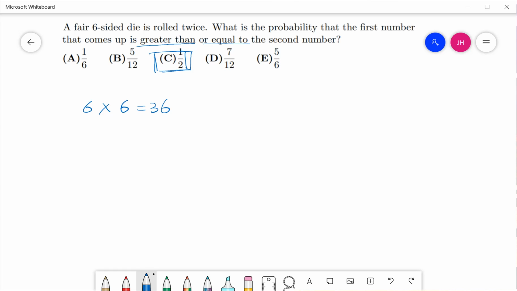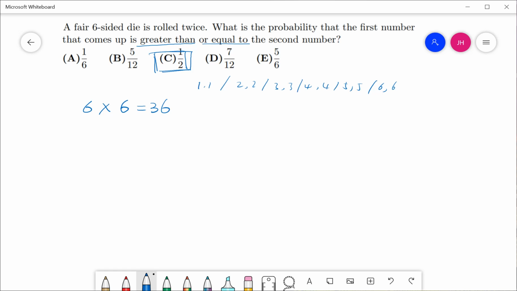We know that each number has an equal chance of being greater than the other number. But there's an exception: the two numbers can be equal. In how many cases can these two numbers be equal? That will be 1, 1, 2, 2, 3, 3, 4, 4, 5, 5, and 6, 6, right? That's when the two numbers are equal.